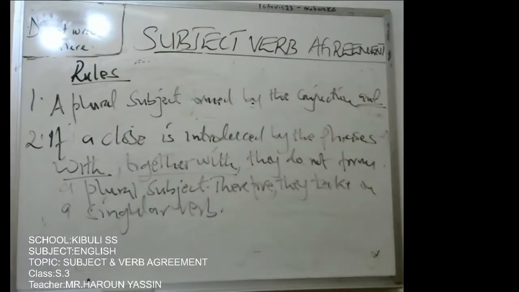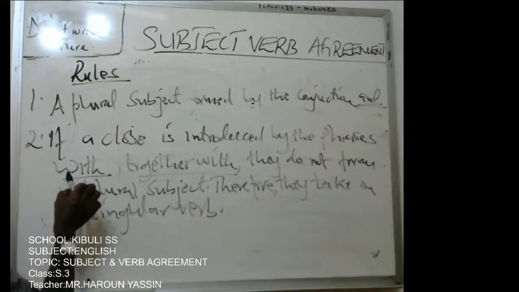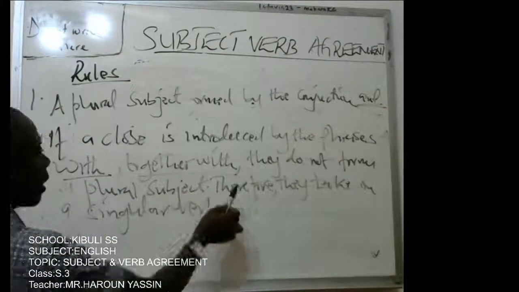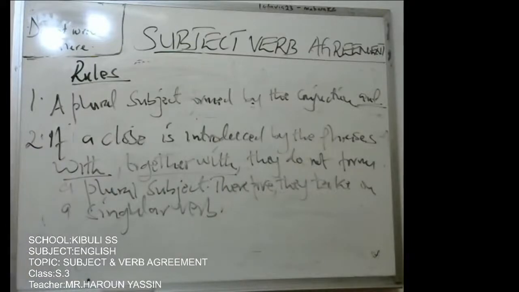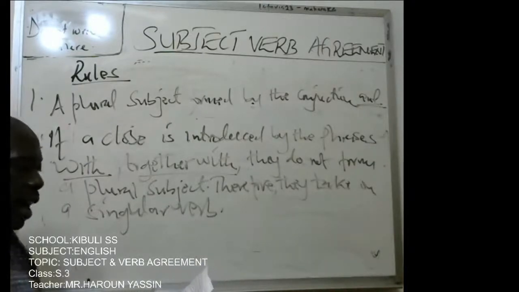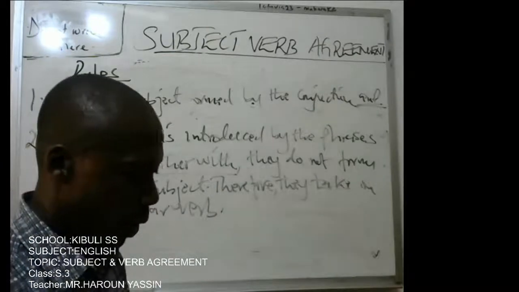The moment you see the dependent clause or the other clause is introduced by with or together with, then you know that there is no plural that has been formed there. Okay? It is singular, therefore we should have a singular verb.